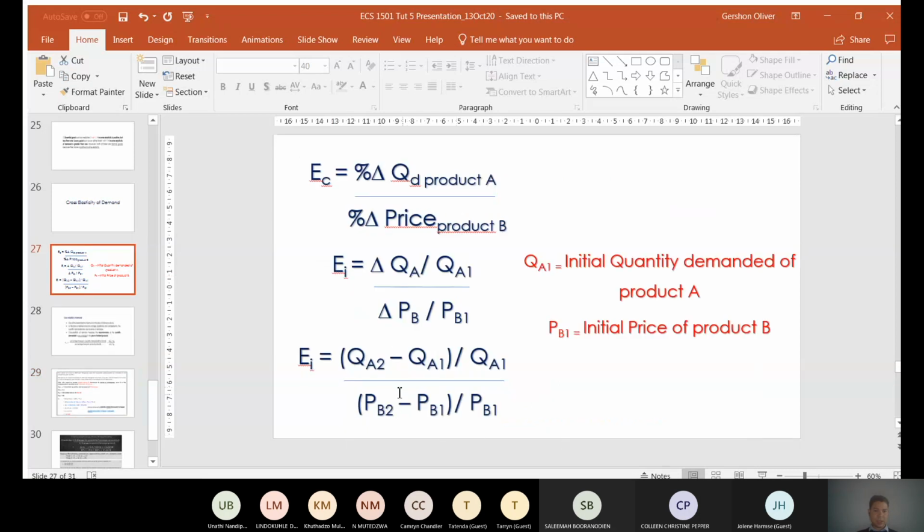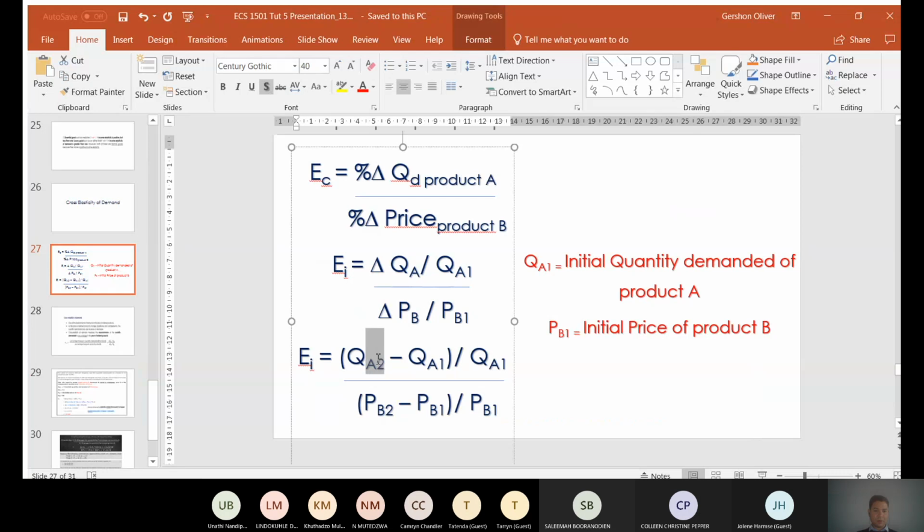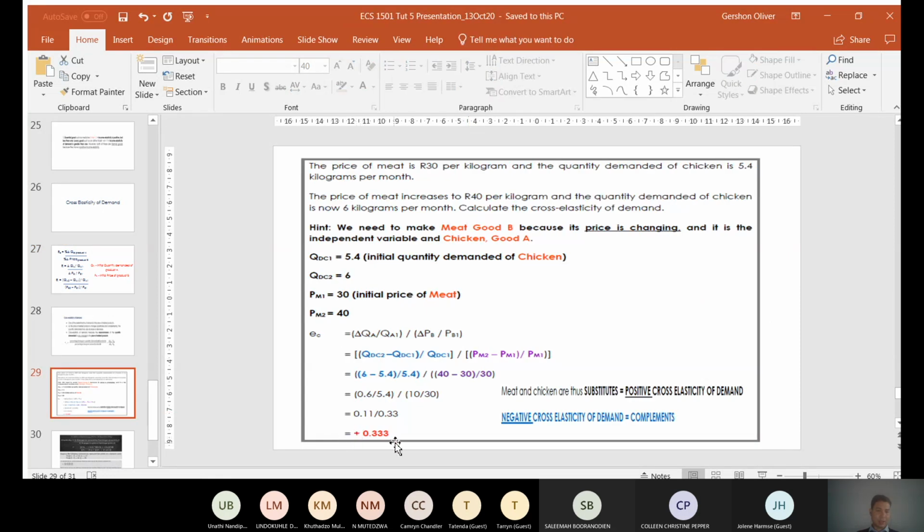But essentially, don't get yourself confused over here with that A and that B. I'm just trying to highlight that this is product A and that's product B, as long as you know which one the price is changing. I'm hoping you're not going to get confused with that. And then I solved, and my answer comes to plus 0.33, in other words 1 divided by 3. So it's positive. What does it say to me? If it's positive, meat and chicken are substitutes.